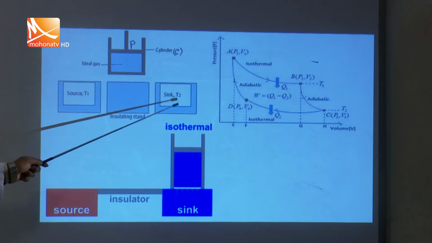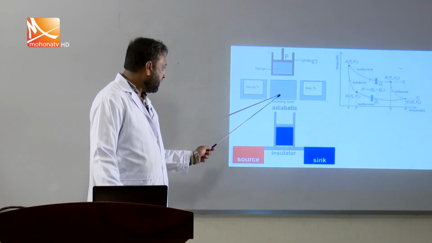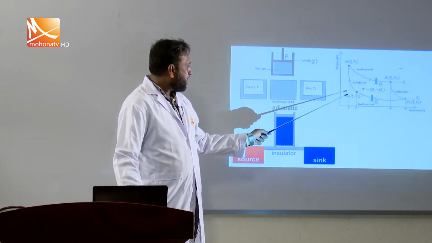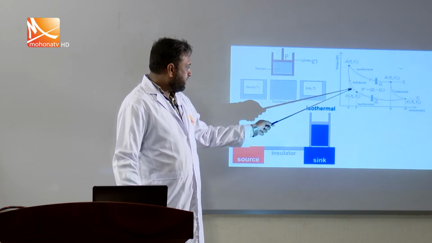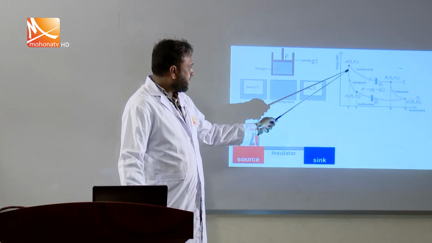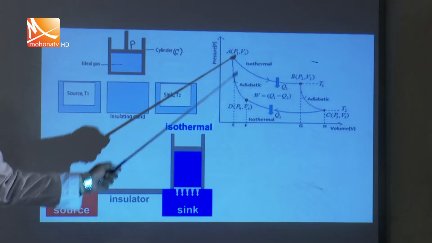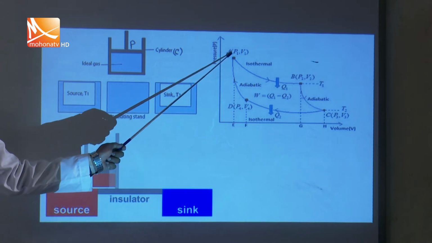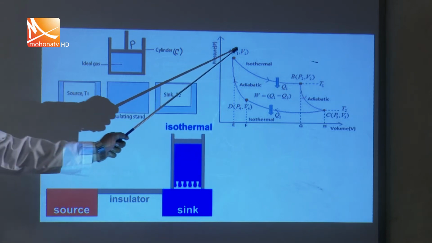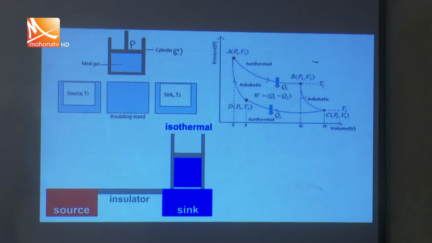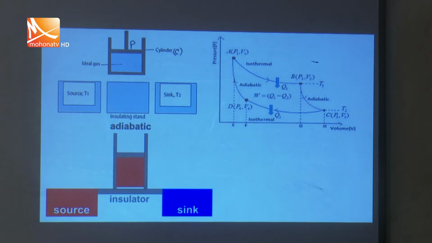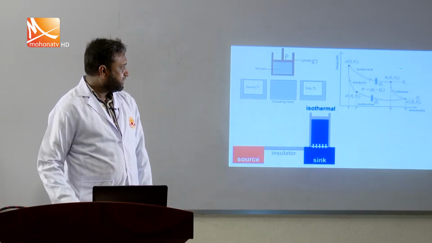Finally, the cylinder is moved from the sink to the insulating stand or insulating platform. After completing the process, the pressure of the gas will be P1 and the volume will be V1, back to the same previous point A. That means one cycle is completed here. This is a Carnot cycle. Now, how work is done here in 4 steps, we will discuss now.